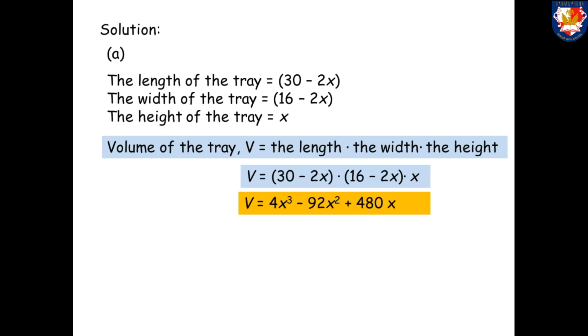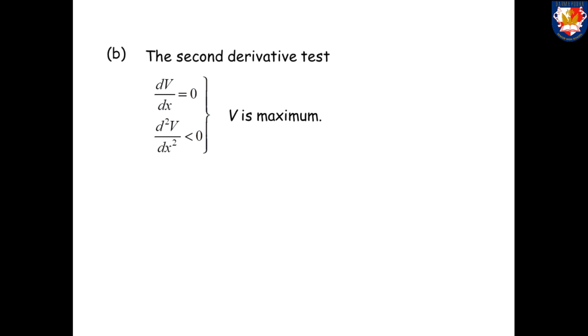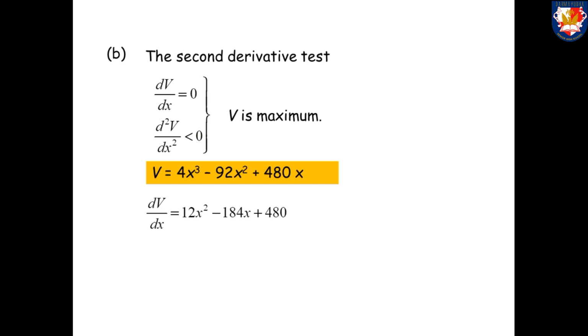Based on the question, we have to make the volume maximum. So we will use the second derivative test and fulfill these two conditions to make it maximum. The first derivative of V must be 0 and the second derivative of V must be less than 0. We already knew that V equals 4x cubed minus 92x squared plus 480x. So the first derivative of V is 12x squared minus 184x plus 480, and the first derivative must be 0. So 12x squared minus 184x plus 480 equals 0.